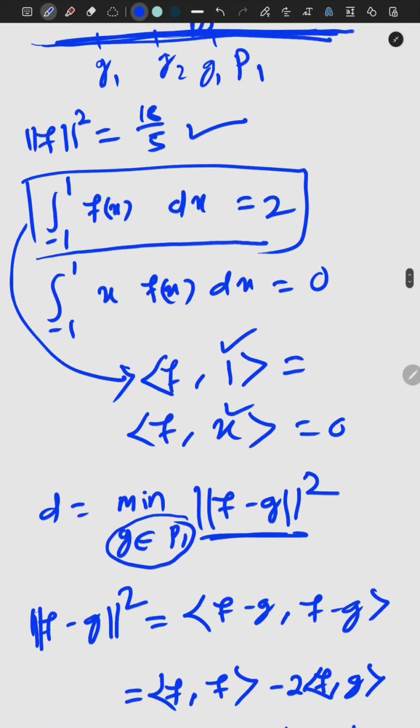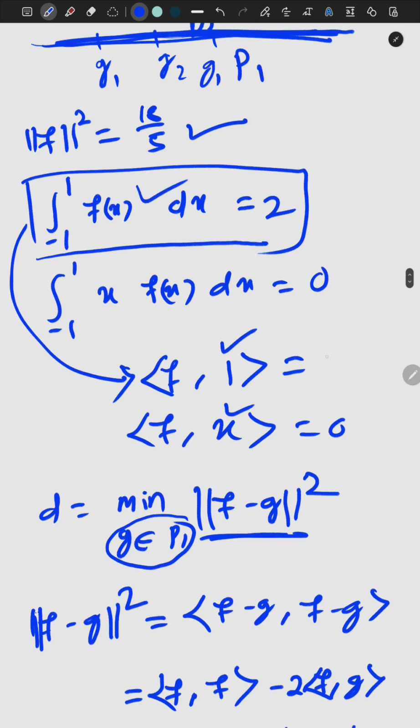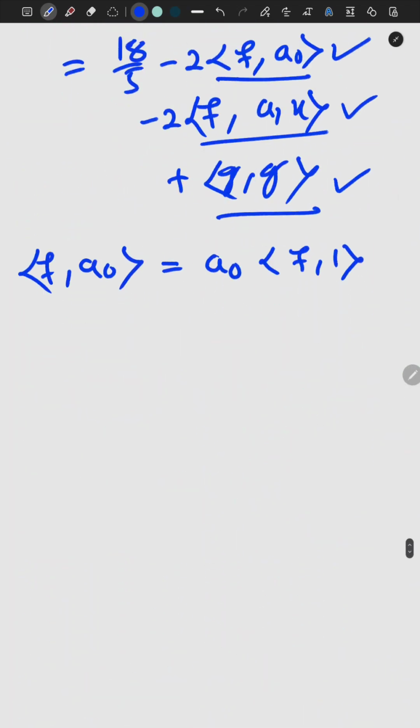It is not 0. The inner product of f comma 1 is this one, now it is 2, and the inner product of f comma x is 0, it is given. Okay, so it gives 2 a naught. Now we will calculate the inner product of f comma a1 x.